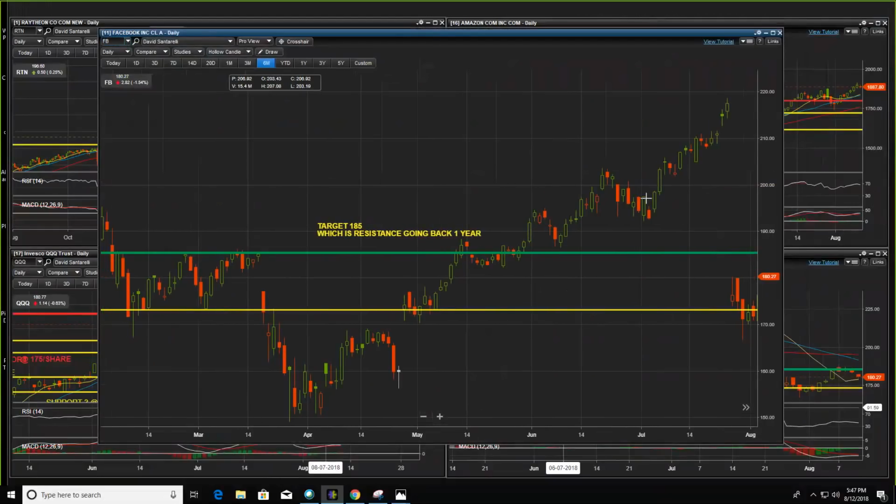So basically, when Facebook was right here, this was on August 1st, I told members that after, obviously, you guys remember Facebook reported horrible earnings. The stock dropped over 25%, went from a high of almost 220 all the way down to like 165.